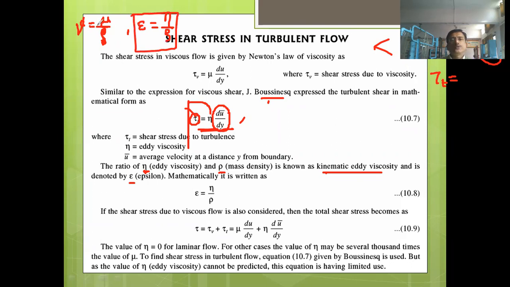So here nu is equal to mu upon rho. So here epsilon is equal to eta divided by rho. This equation you can take. This eta is nothing but the turbulent viscosity or eddy viscosity. What do we call it? Eddy viscosity eta. And what is this epsilon? Epsilon is nothing but the kinematic eddy viscosity. Okay.